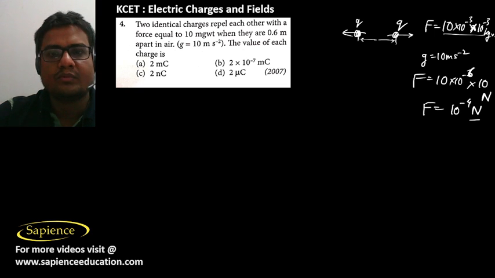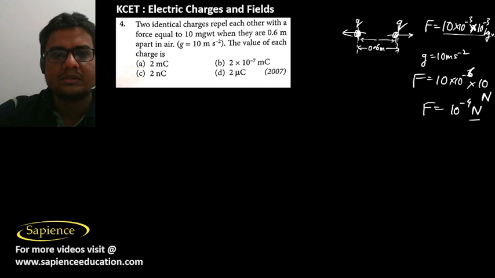When they are 0.6 meter apart in air, then the value of each charge is to be found. They are 0.6 meter apart in the air, so the force is given by Coulomb's law.